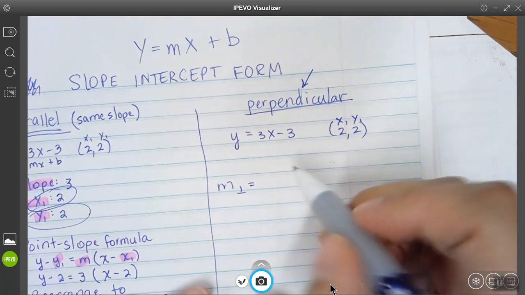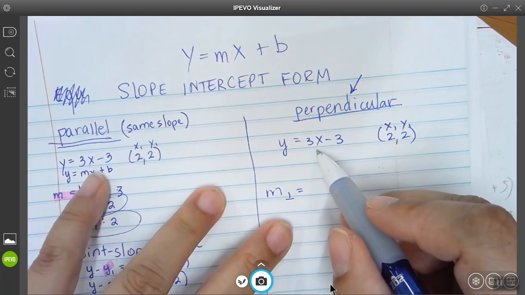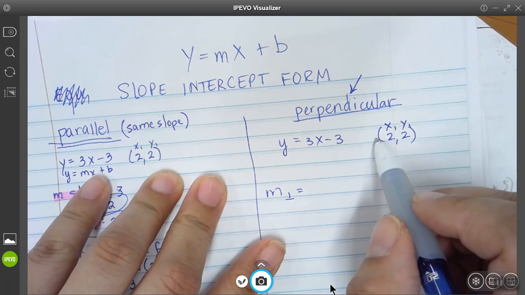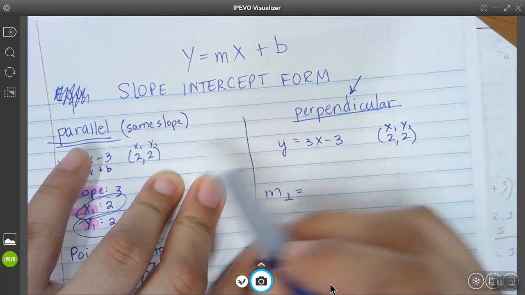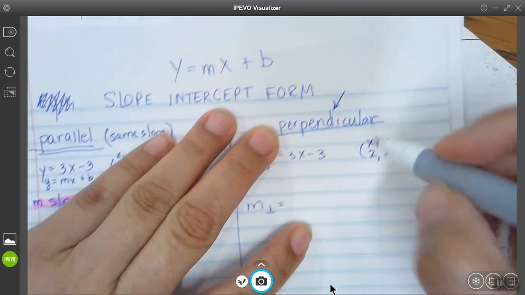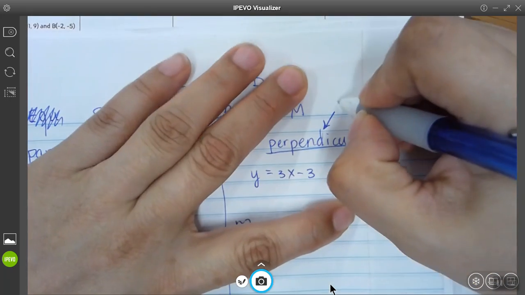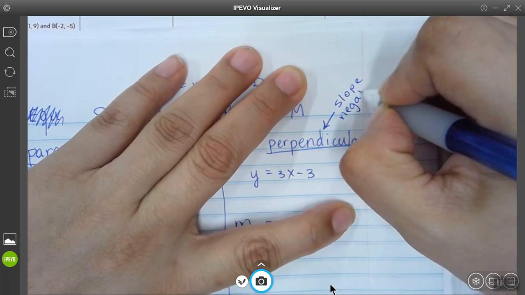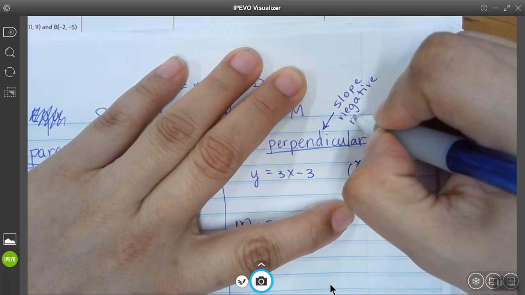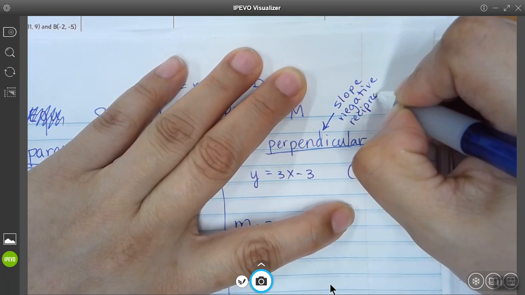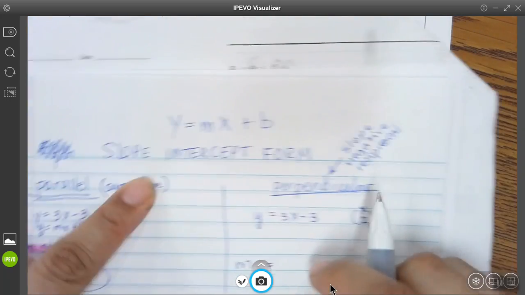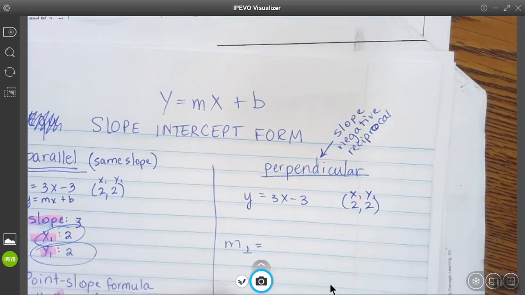All right, so for perpendicular, we're still using this equation, and we're still going through the same point, but now instead of wanting a line that is parallel, we want a line that's perpendicular. And for perpendicular, your slope is going to be a negative reciprocal. For parallel it's the same slope. For perpendicular it's a negative reciprocal.